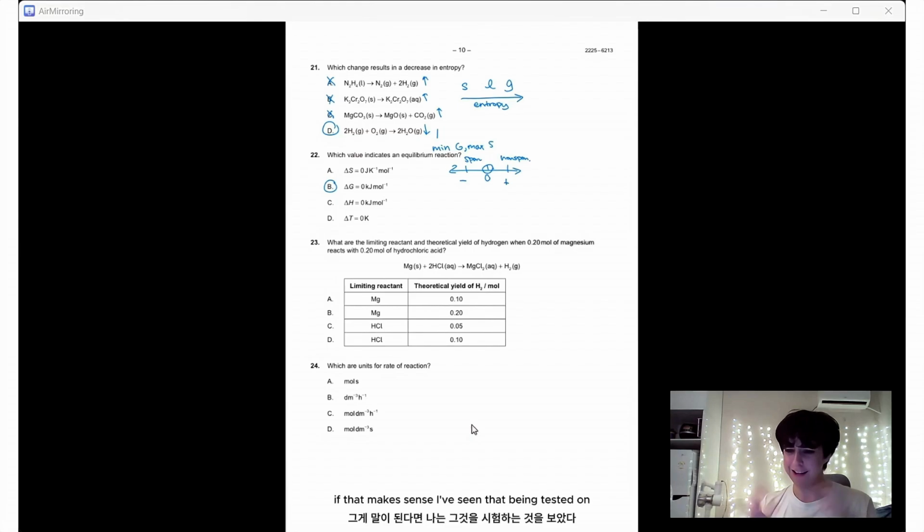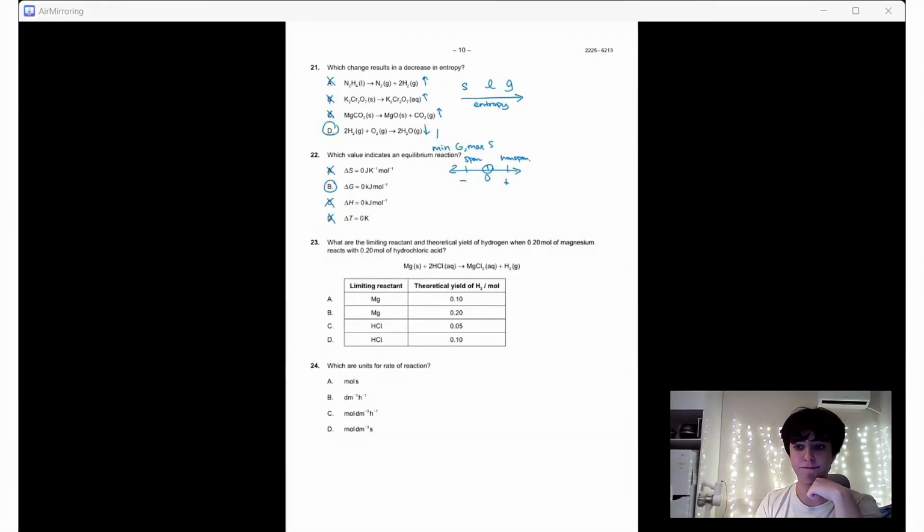If that makes sense. I've seen that being tested on, but I did want to go on that tangent because I feel like it's important, because they may test on that someday. But here they do have entropy, but it's 0, so that would not be true. So that means A is wrong. C and D are wrong just because they're not related. So yeah, it is B. Minimum gives free energy. Remember that one because it comes up a little bit for number 22.